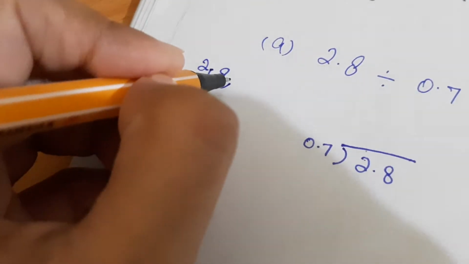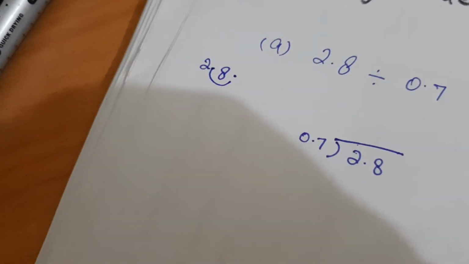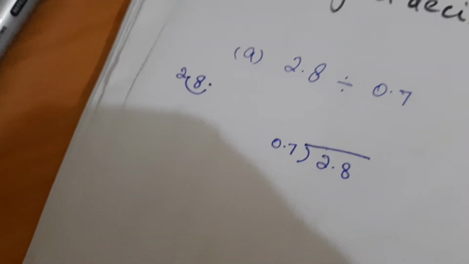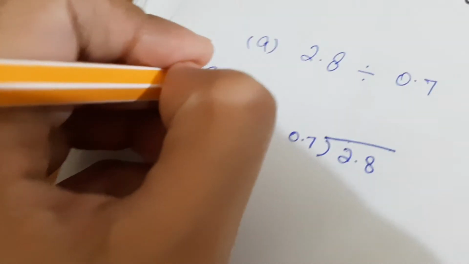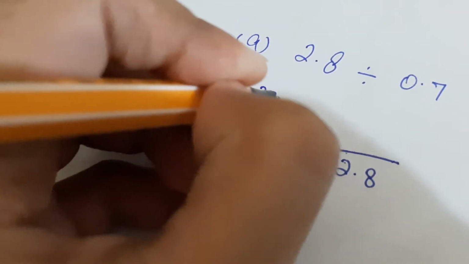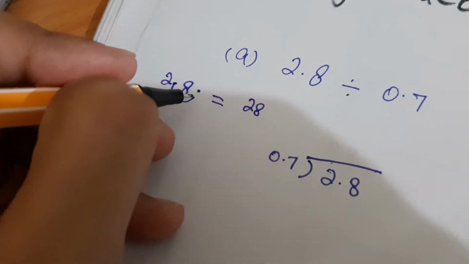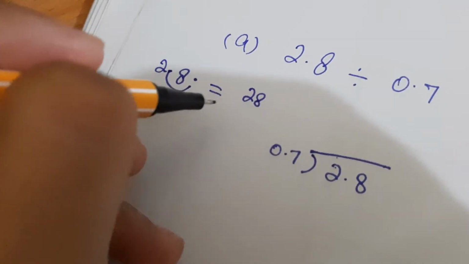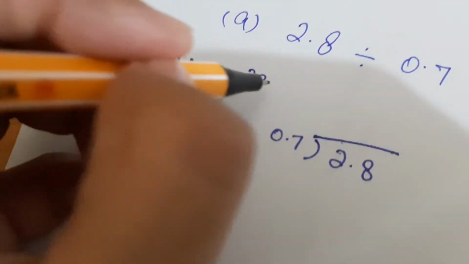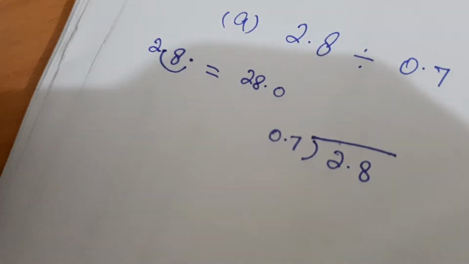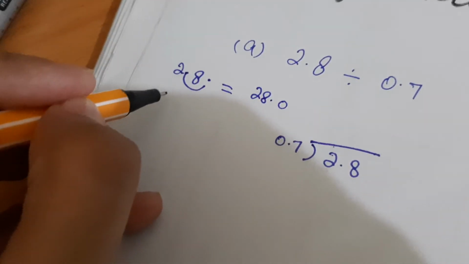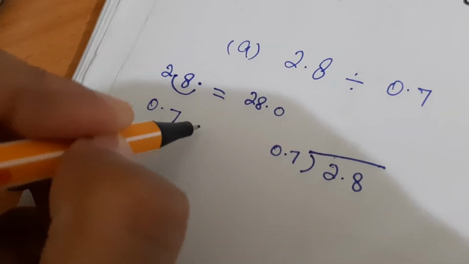So how do we do that? We just move the decimal as many times as we need to make the decimal number a whole number. So now this is 28. Since the decimal point comes after the 8, and if a decimal point is after the last non-zero number, it does not have any value, so it's basically 28.0, which is the same as 28. And the next one is the divisor, 0.7.